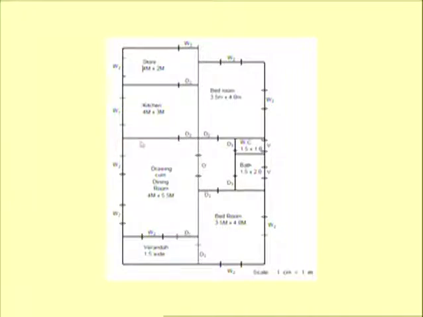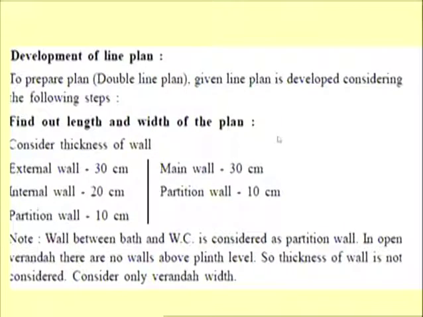Instead of the lines we will show the walls. That's called the wall plan. So this is how the selection of the walls is done. Usually partition walls, that means the walls provided for the WC and bathroom, where the width and length of the room is very less, we may provide the partition wall. So 10 centimeter walls are not supposed to take the load of the roof, so they are known as the partition walls.